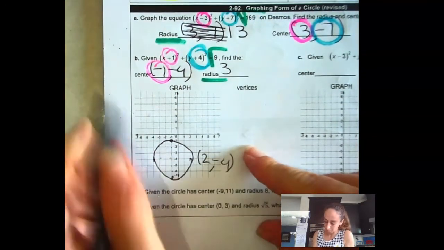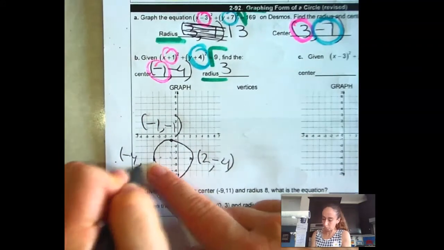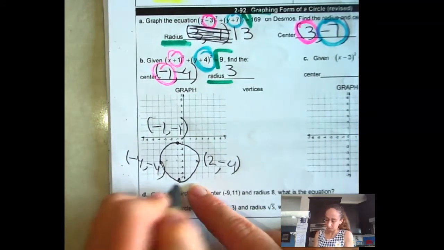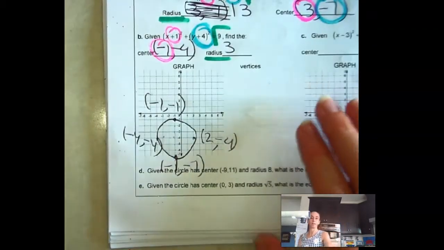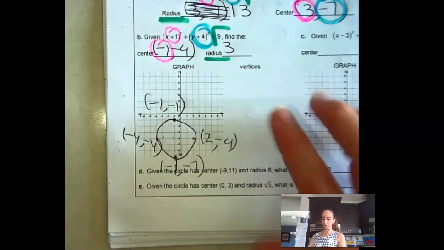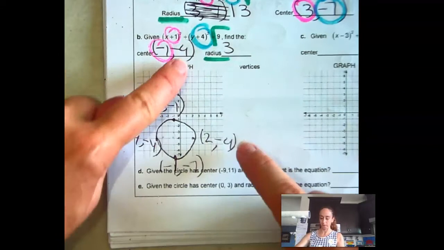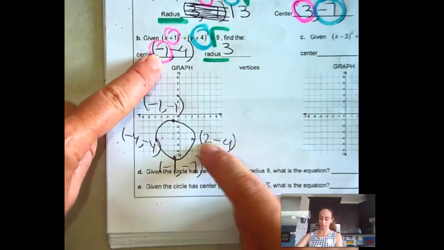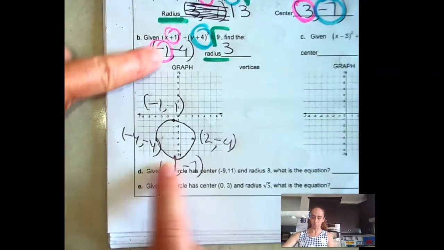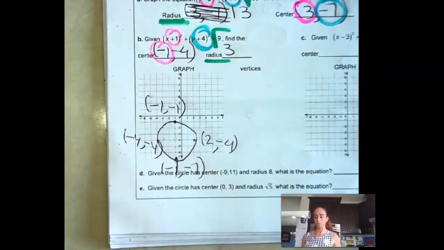And there's my circle, which means I could also calculate the vertices. 2, negative 4. Negative 1, negative 1, negative 4, negative 4, and negative 1, negative 7. Now, how could I have done that without the graph? I want you to notice, look at this. This matches distance of 3. This matches distance of 3. This matches distance of 3. This matches distance of 3. So no matter which way I go, I'm good to go.